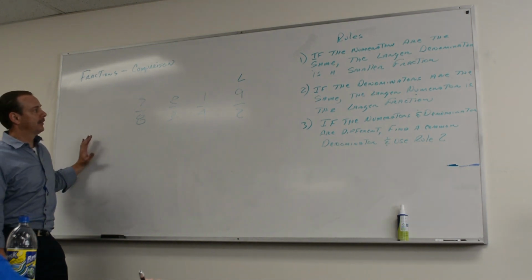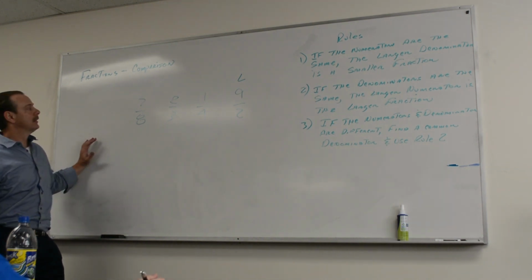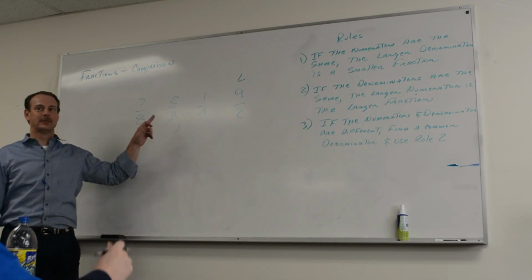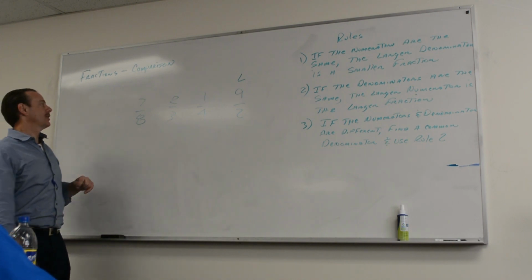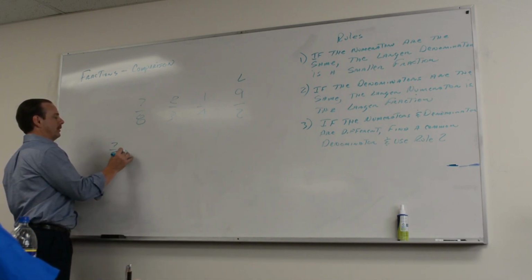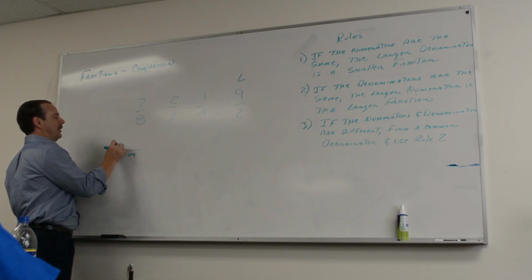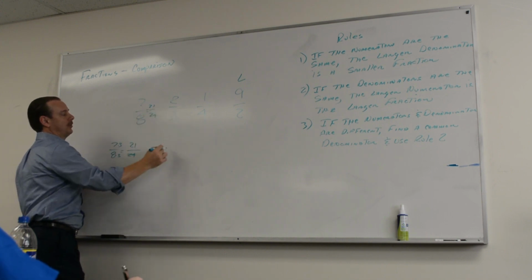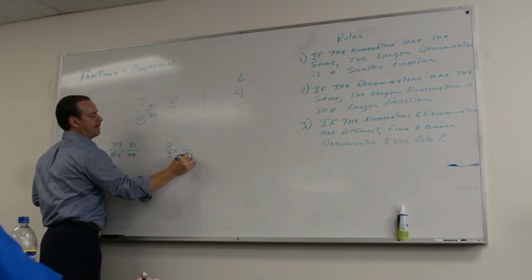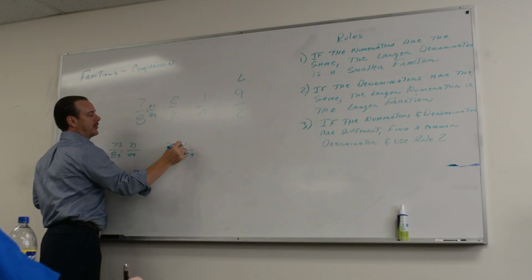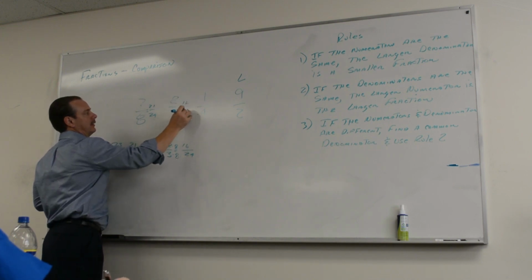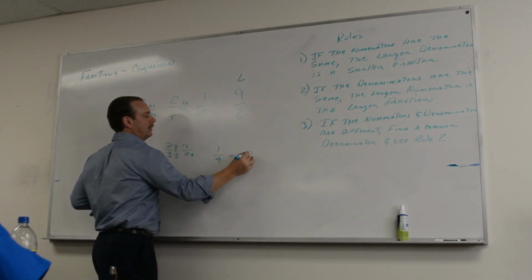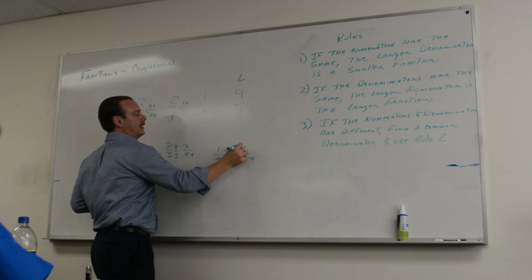Well, what is the common denominator? 8 doesn't go into 12 evenly. It's 24. So let's change 7/8 to 24ths. Multiply this by 3, 21 24ths. What about 2/3? Multiply by 8, it's 16. How about 1/4? Multiply that by 6, it's 6 over 24.